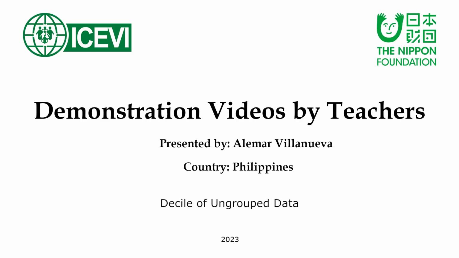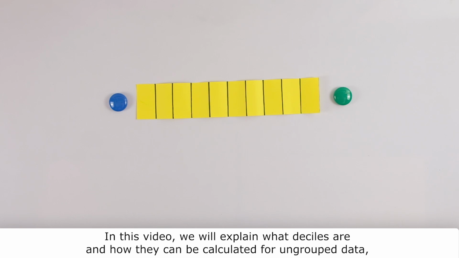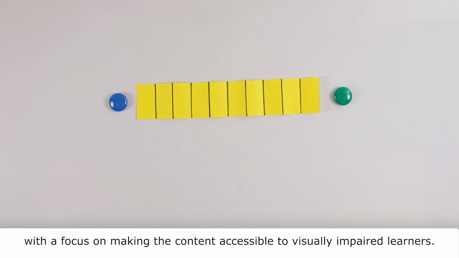Title of the video: Decile of Ungrouped Data. In this video, we'll explain what deciles are and how they can be calculated for ungrouped data, with a focus on making the content accessible to visually impaired learners.